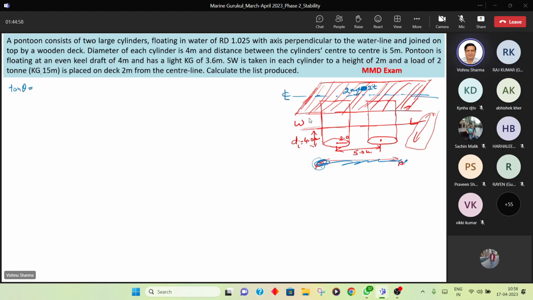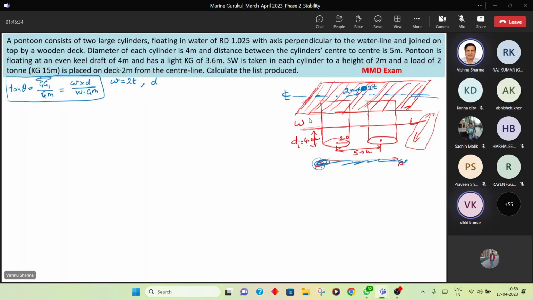The formula for list is tan theta is equal to GG1 transverse upon GM. And GG1 is small w into d upon capital W into GM. Does everybody agree with the formula for tan theta? Yes, sir. So that means I need to get all these. In this question, do you have small w? Read the question and tell me if you have. Yes, sir. Okay. Do you have small d?